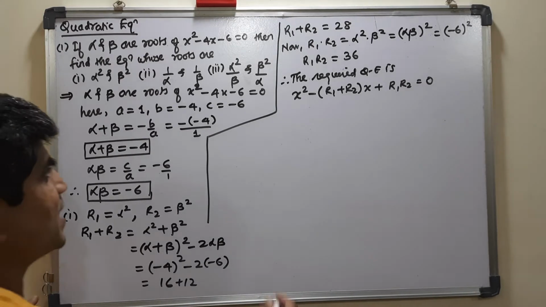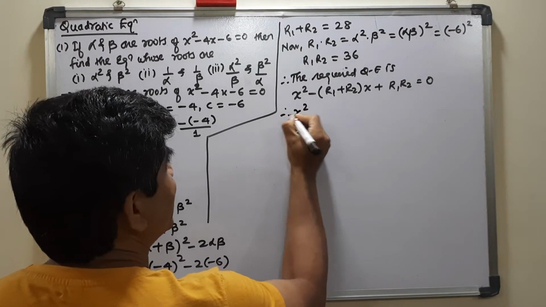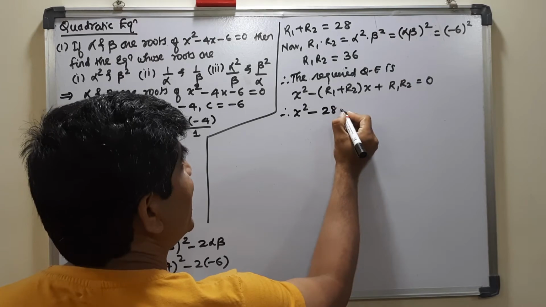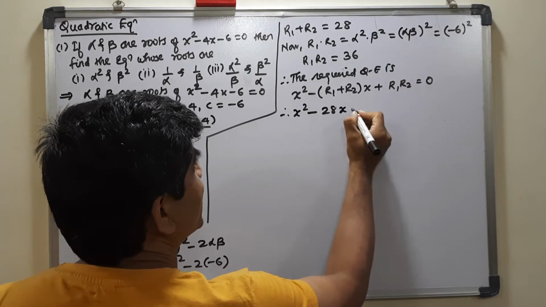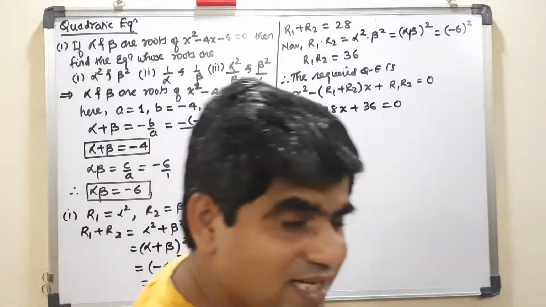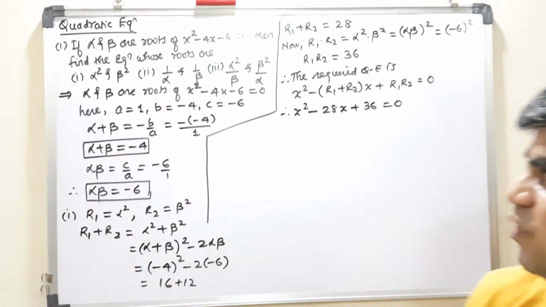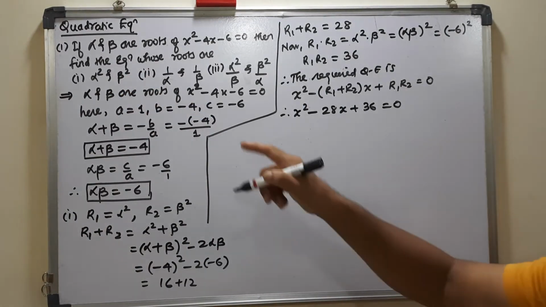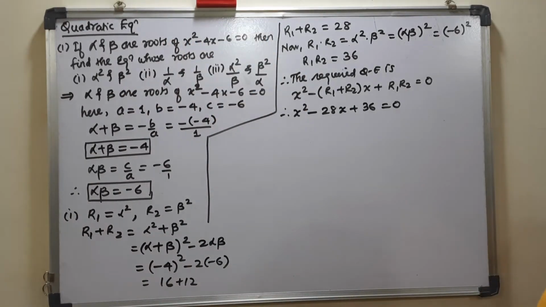You will get this as x square minus (R1 plus R2) which is 28x, and R1 R2 is equal to 36. So this is the quadratic equation which will have roots as alpha square and beta square, where alpha and beta are roots of this particular quadratic equation.